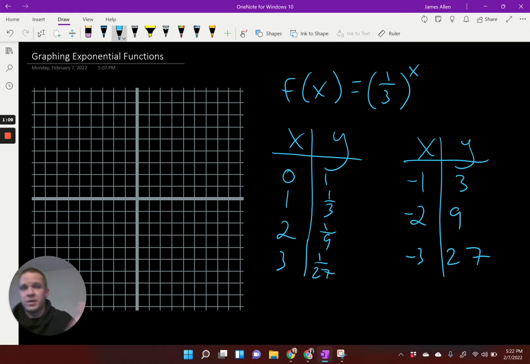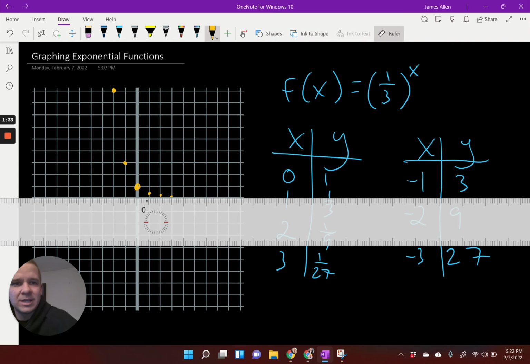All right, so I think I can go ahead and plot this with all of these values here. I would have 0, 1 right there, 1, 1/3, so right there, and then I'm just going to keep getting smaller and smaller. I can't really get those too well. And then -1 would be up at 3, and then -2 would be all the way up at 9. That's where this graph ends. I can't graph the last one.